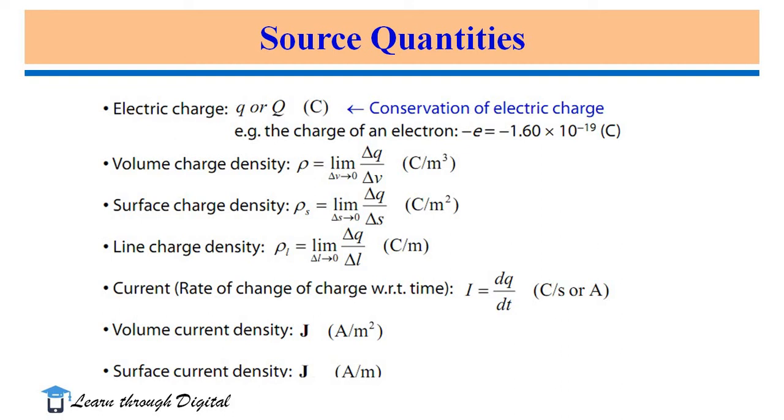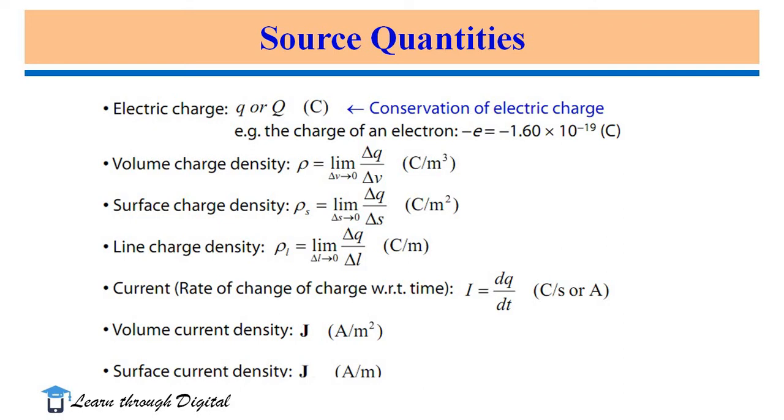In electromagnetics, we define a vector point function volume current density. Simply it is J vector, which measures the amount of current flowing through a unit area normal to the direction of current flow. It is represented as J vector. So boldface represents it's a vector quantity. Unit for volume current density is ampere per meter square.